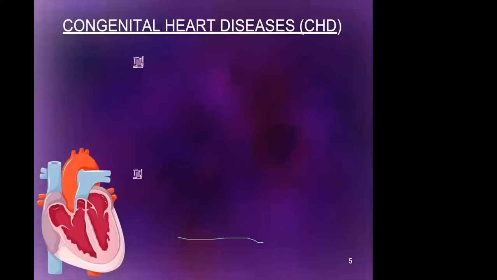So on a broad basis, we try to classify even the babies who are born as pink babies or blue babies, right? The pink baby is the acyanotic, and the blue baby is the cyanotic heart disease. In the pink baby, there will be a volume or pressure overload. So can someone give me some examples of the acyanotic congenital heart diseases?